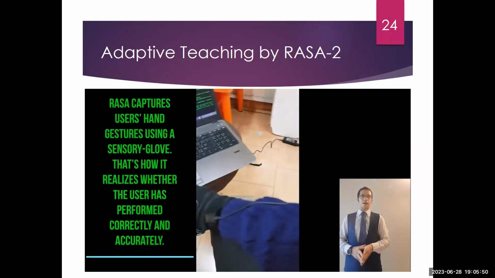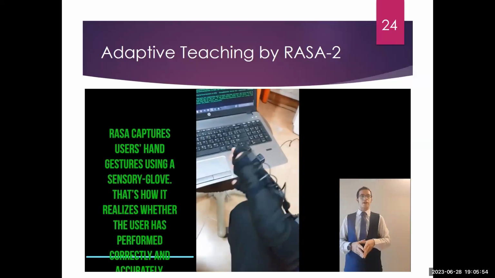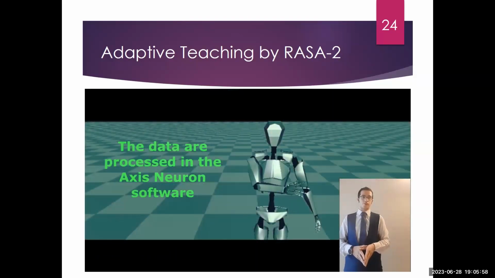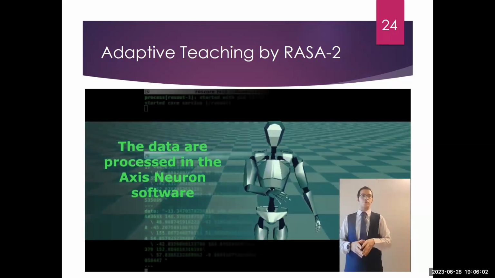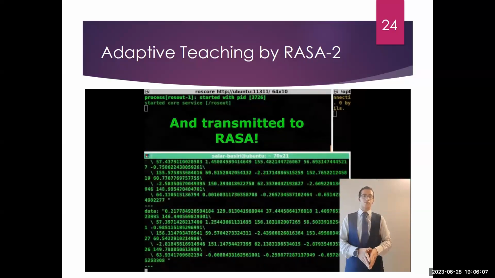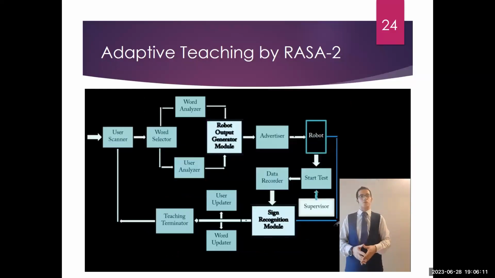Rasa captures hand gestures with a data collection glove. The glove transmits positional and rotational data of the hand and the fingers to Rasa using multiple IMU sensors. Then the data are collected, pre-processed, and finally transmitted to the recognition module. A state image approach was implemented to convert these data into pictures that can be fed to a deep neural network.